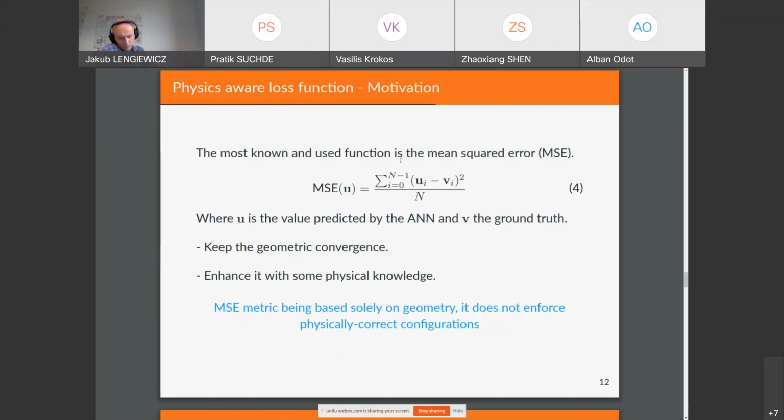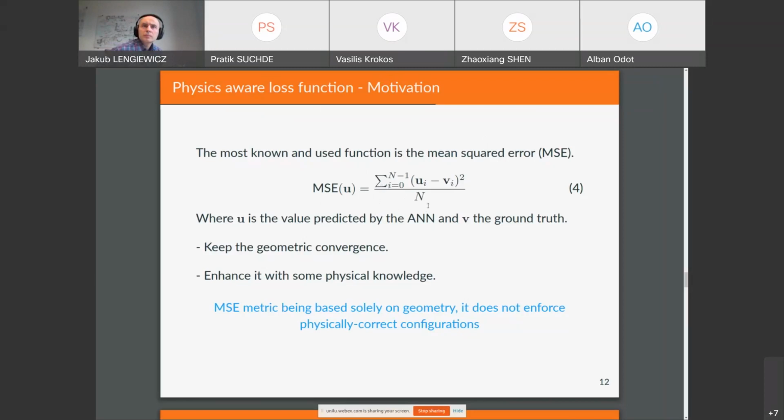Finally, I will present the physics-aware loss function. So commonly, in deep learning, we are working with the mean squared error when we deal with regression problems. So the formula is presented here. It's the normalized squared error of the output of the network compared to the ground truth.